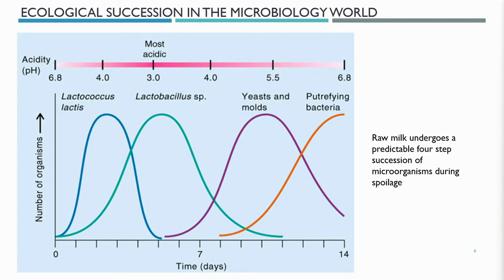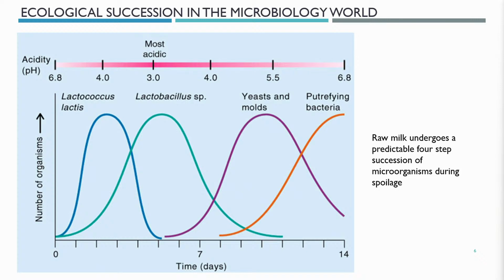So another example of ecological succession that's outside of the context of medicine is raw milk. We know that raw milk undergoes a really predictable 4-step process of succession of microorganisms during spoilage of milk. Here we're looking at time and the number of organisms, and at the top we have acidity. Right here we have the most acidic point, and they're measuring acidity at these time points.